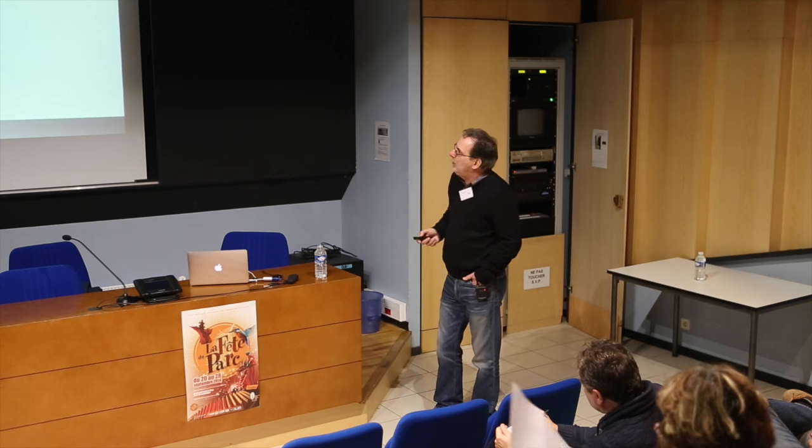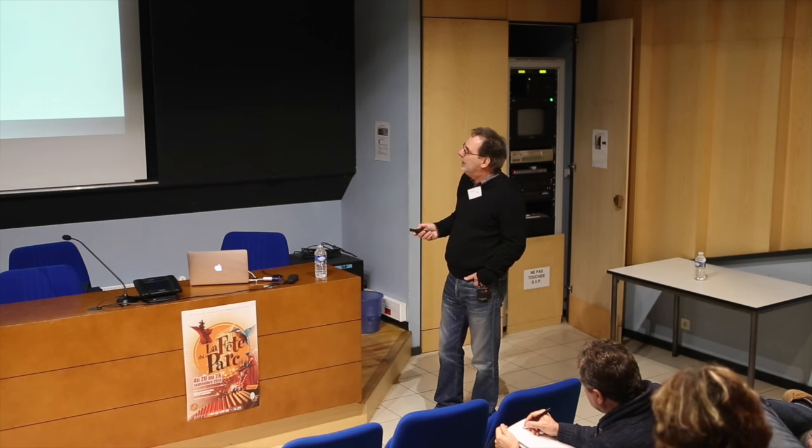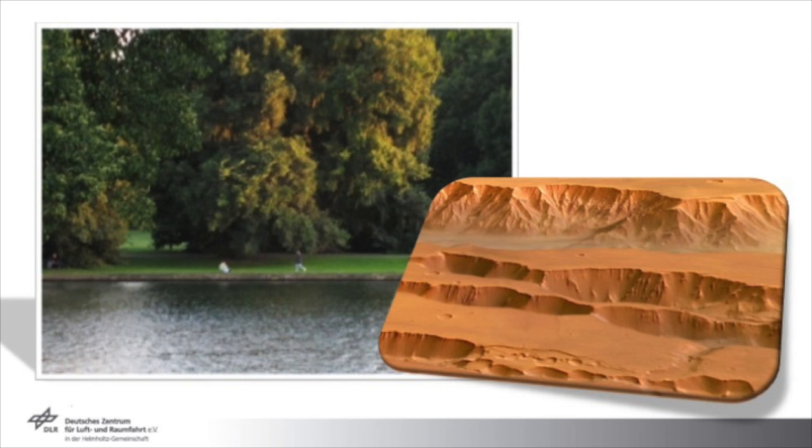Now, this is a picture from where I live in Berlin. Berlin is a pretty green city, actually. You're looking across the River Spree to the Treptower Park, and you see some of the things that set the Earth apart: water, fauna, and flora.